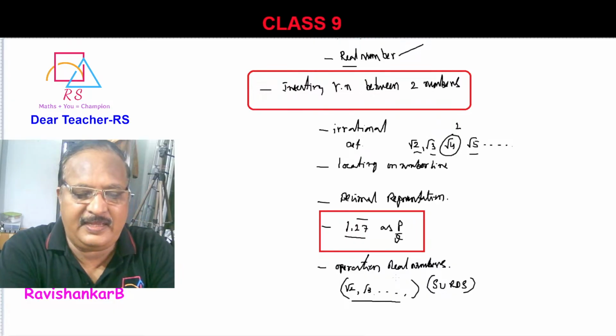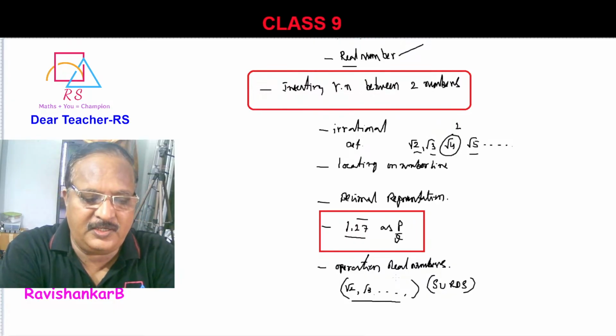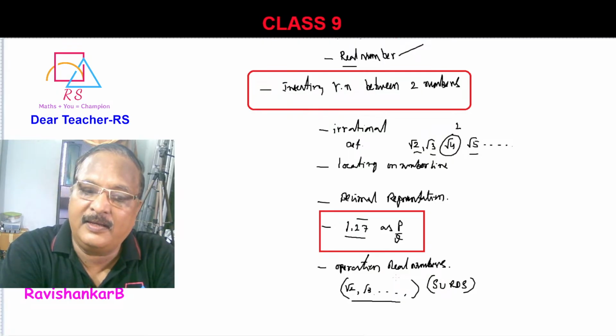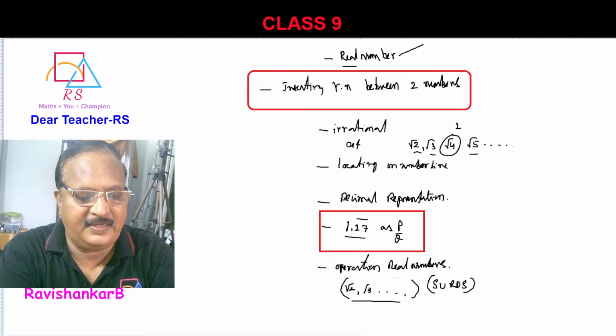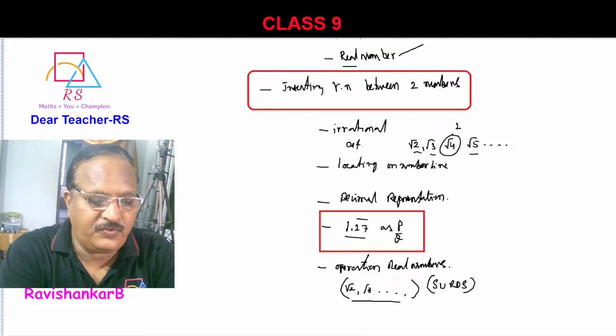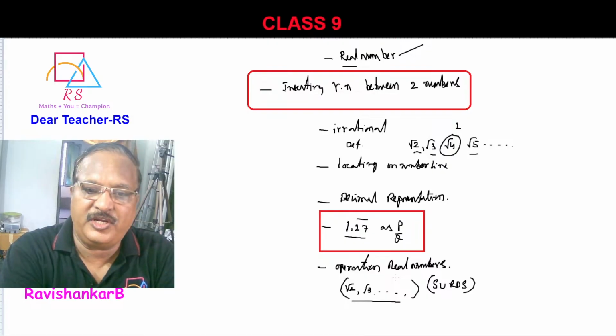Previously they had given cube roots also, but this time they have removed them. Cube roots are not there, only square roots are there. So this exercise 1.4 talks about these operations on irrational numbers: classify as rational or irrational, simplify the product, addition, subtraction, all those things, and rationalize the denominator, etc.